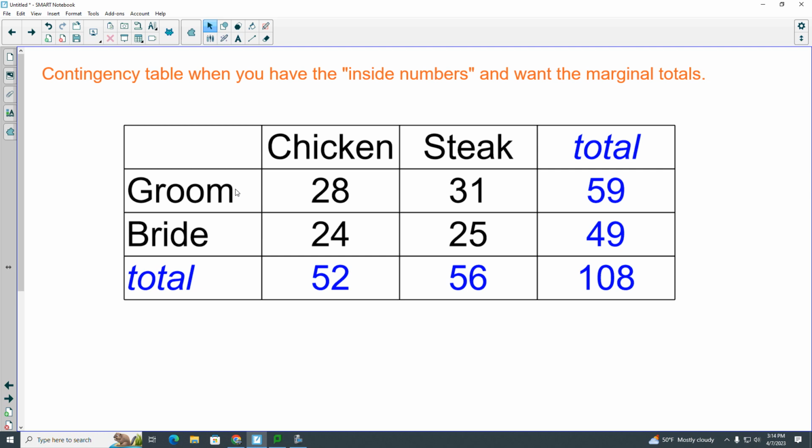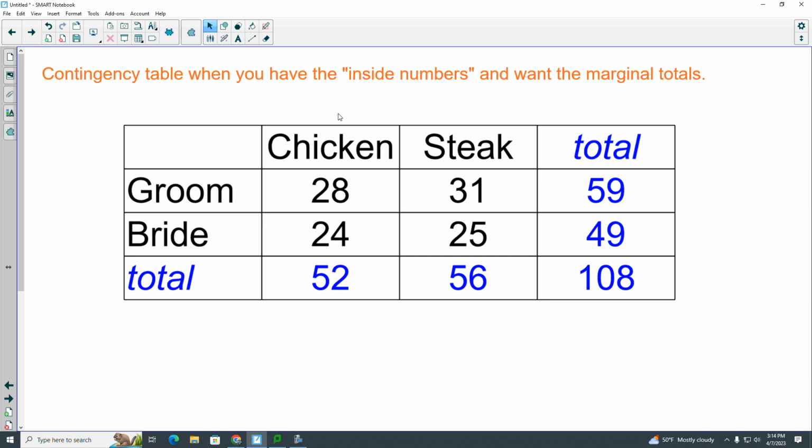I can then answer problems in the probability world, like what is the probability that someone randomly selected was there for the groom? Well, then I would need the total for groom and divide it by the total number of people at the wedding. The total number of people at the wedding, there were 108 guests. Groom would have been 59 over 108. Probability that someone was there for the bride would have been 49 over 108.